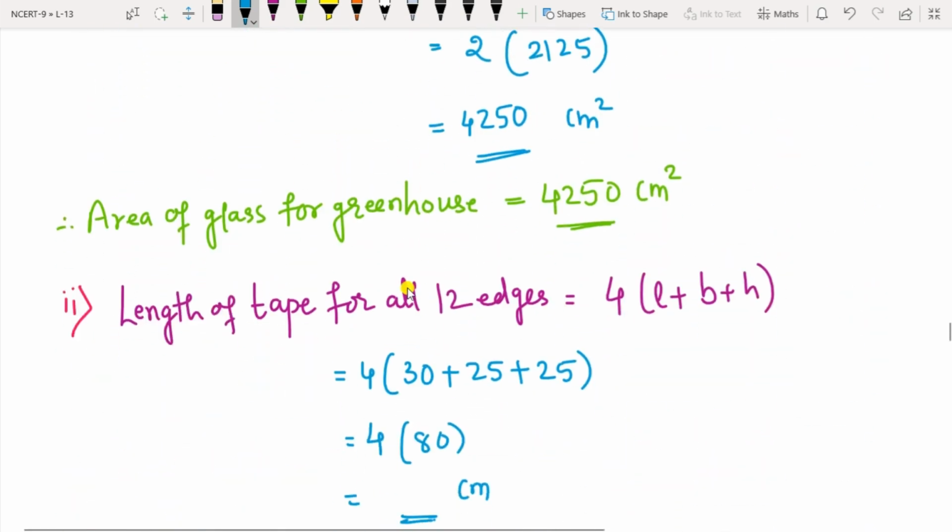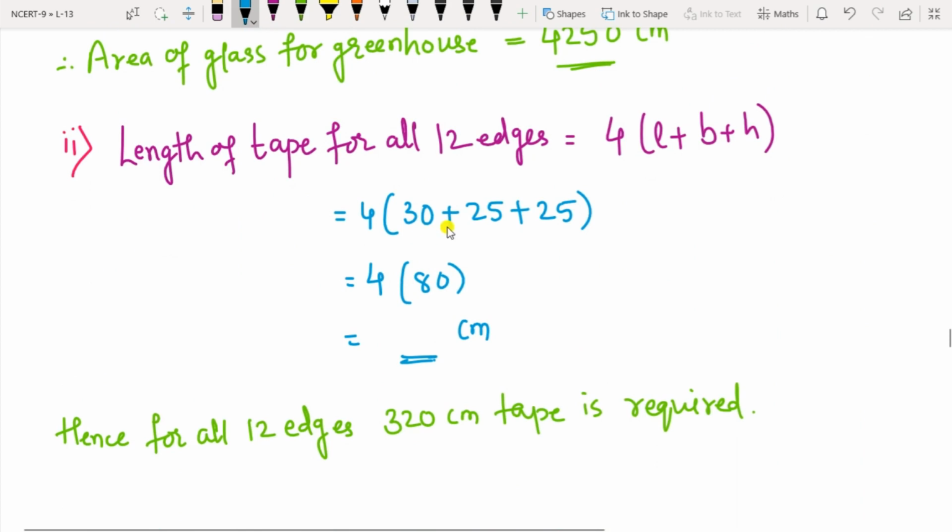Substitute the values of L, B and H here. So you get 4 eights are 32, that is 320 centimeters, the length of the tape required for the total of 12 edges, to stick the 12 edges.